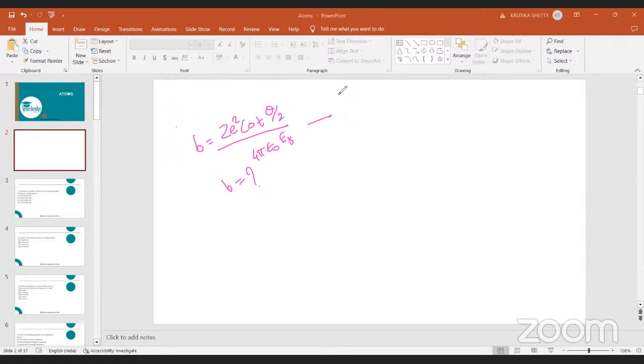It is b = Ze² cot(θ/2) divided by 4πε₀ E_K. You already know the terms here: E_K is the kinetic energy, Z is the atomic number, e is the charge of the electron, theta is the scattering angle, and 4πε₀ is a constant. Okay, then next.